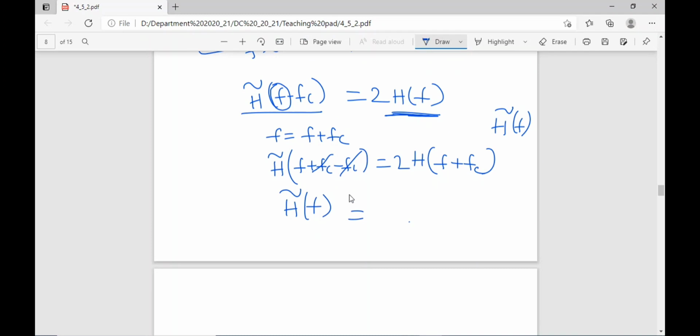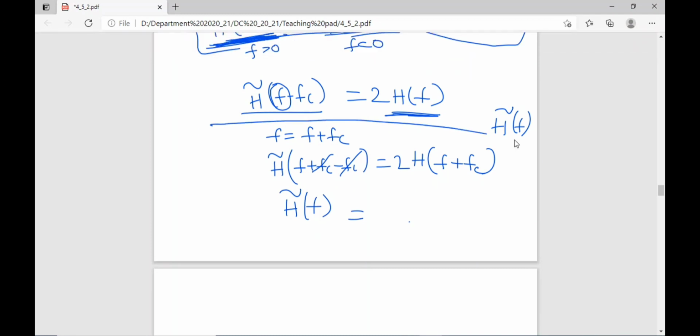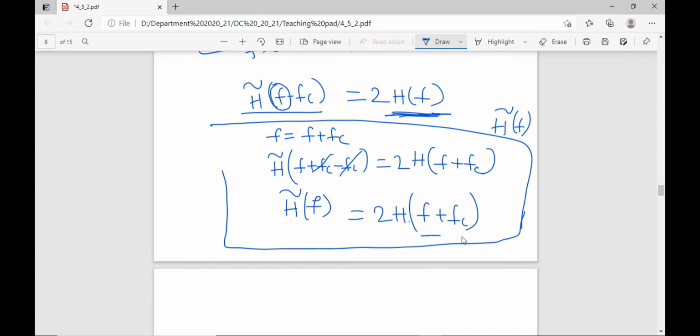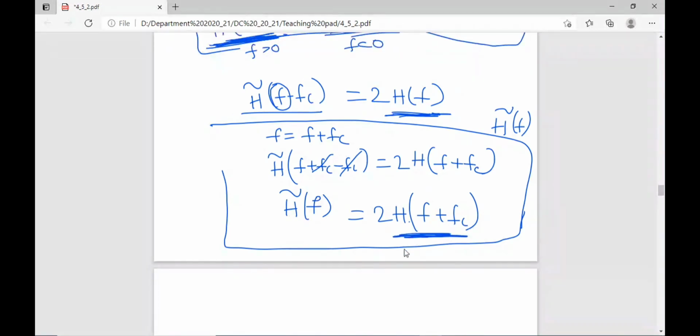See, you need not write these steps. This is only for your understanding. I'm writing it; otherwise, if you see the notes, I have not represented this. In the notes, I've directly written how you will be able to find h tilt of f. If you want to find h tilt of f, you need to know h of f. If you know h of f, can anybody tell me which shift we are doing here?